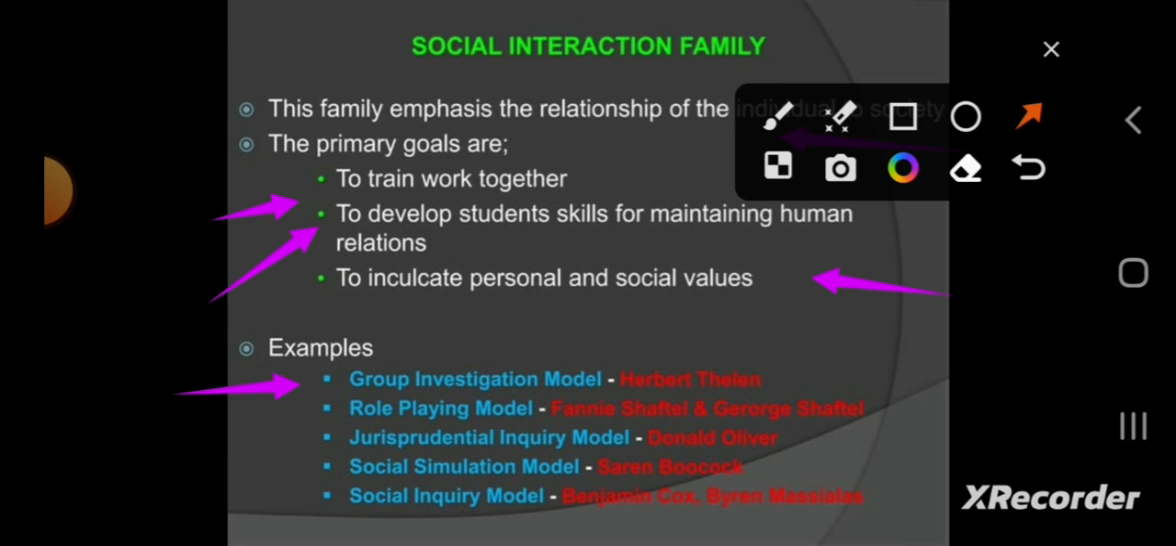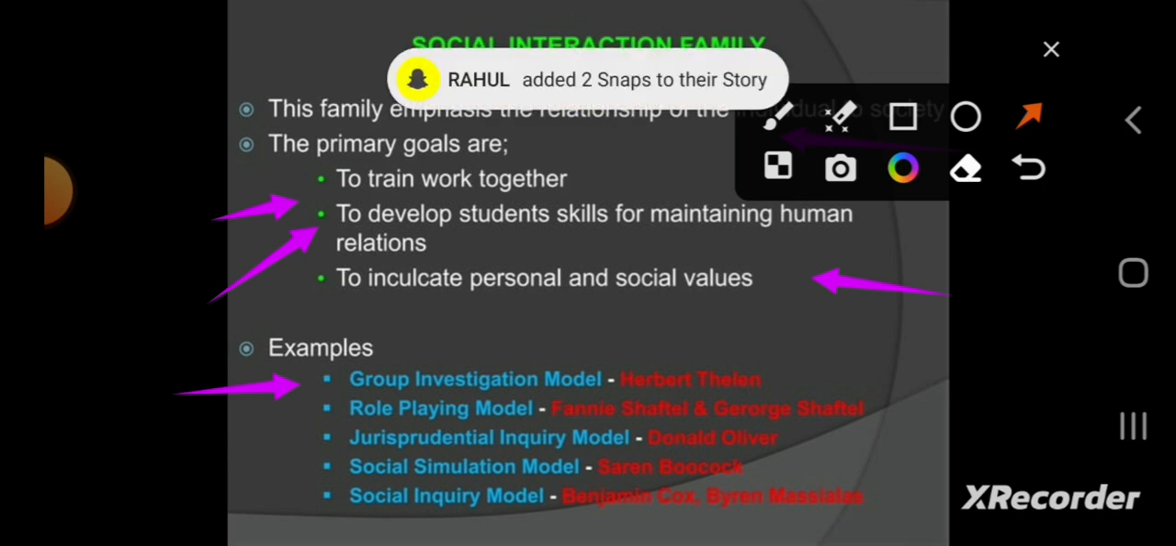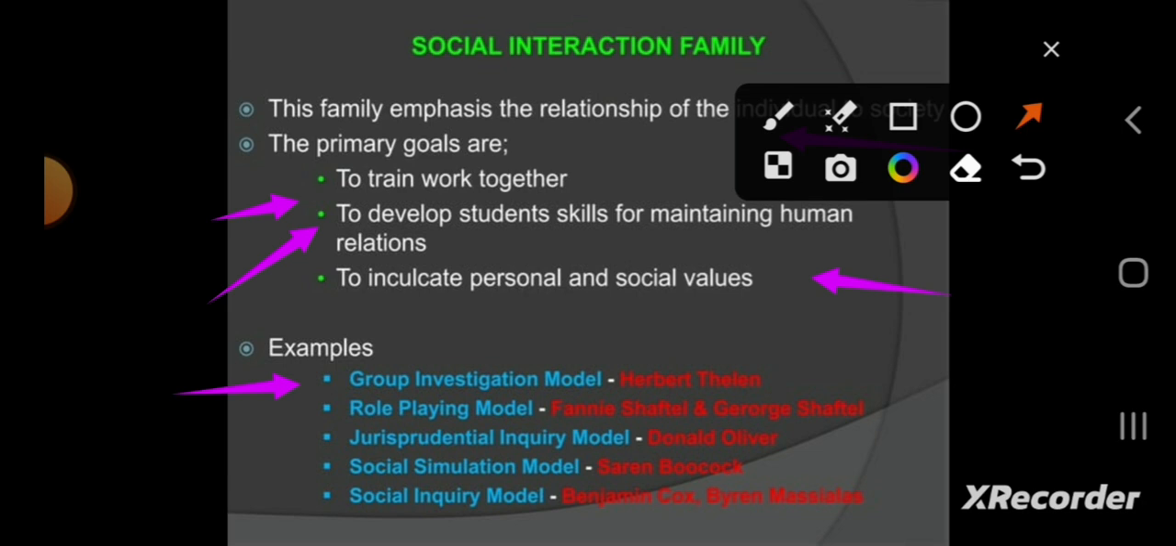This model emphasizes collaborative learning where students work together in groups to explore social issues and solve problems. It focuses on developing teamwork skills and understanding societal roles.